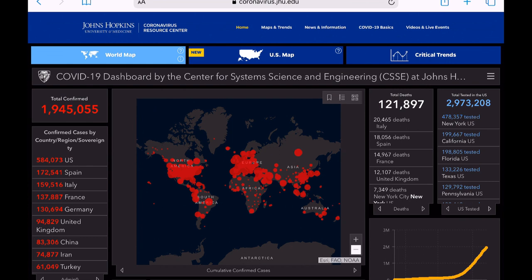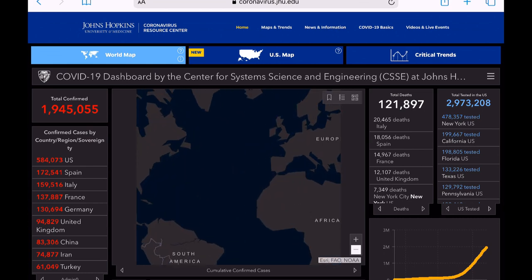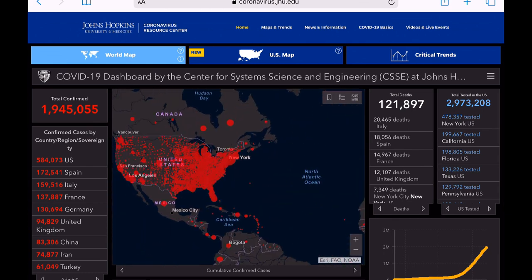So this front tab is the tab that we're used to, one that we've spent a lot of time looking at throughout the course of this semester and throughout the course of the pandemic. As you can see, the total confirmed cases are nearing 2 million across the world, and we still have the representation of the cases as the red dots, and the larger the red dot, the more total confirmed cases.